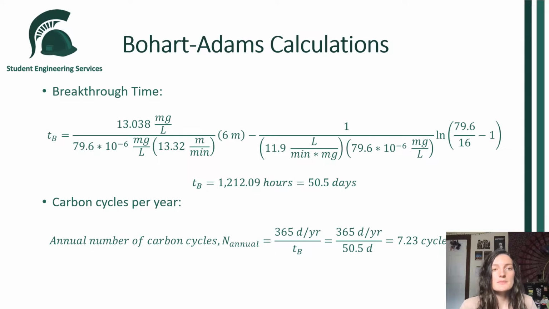And so the Bohr-Adams model can be applied to calculate the breakthrough time by rearranging the equation shown on the previous slide. The parameters used for this design yield a breakthrough time of 50.5 days. In other words, the carbon cycle will last for 50.5 days before it needs to be reactivated or changed out. This yields 7.23 carbon cycles per year. We want this number to be as low as possible so that there is not a large amount of maintenance required and someone doesn't constantly have to go in and reactivate the carbon many times per year.